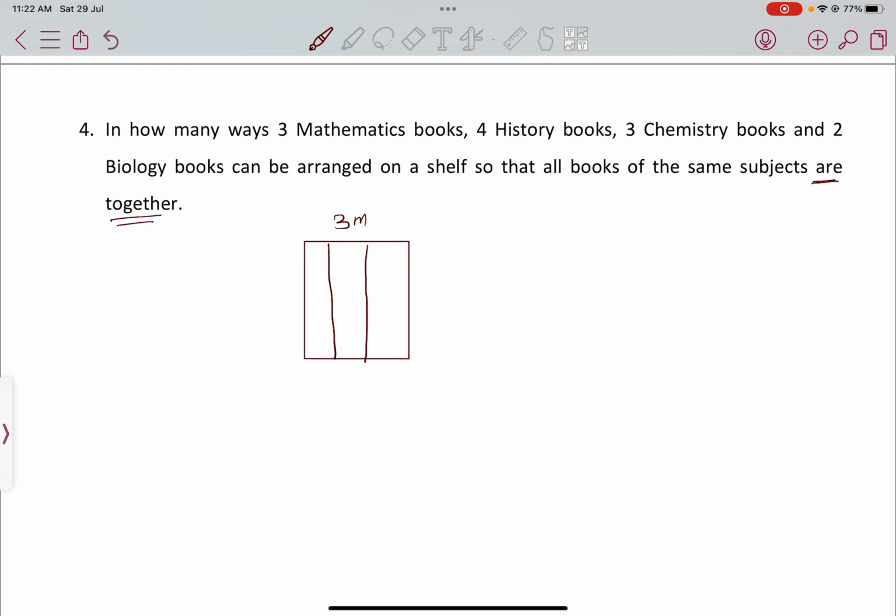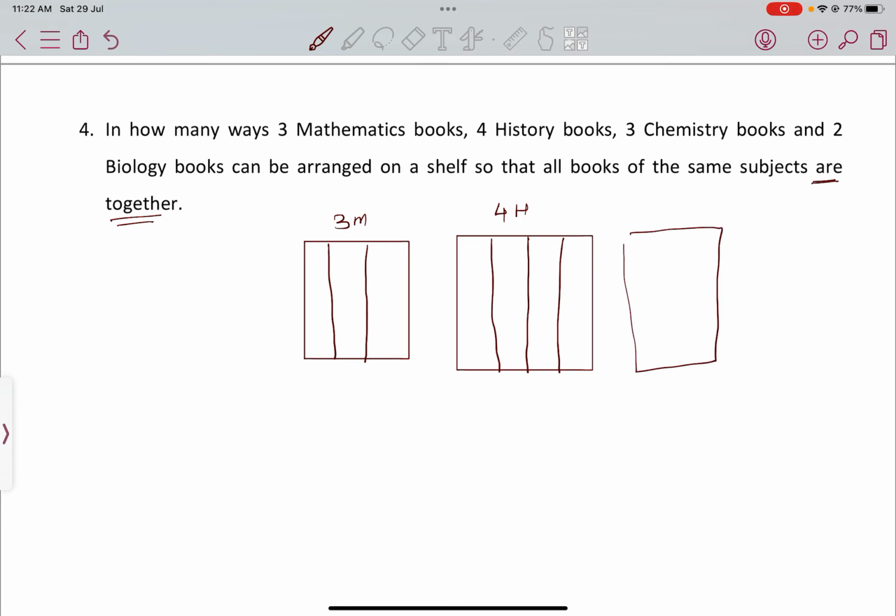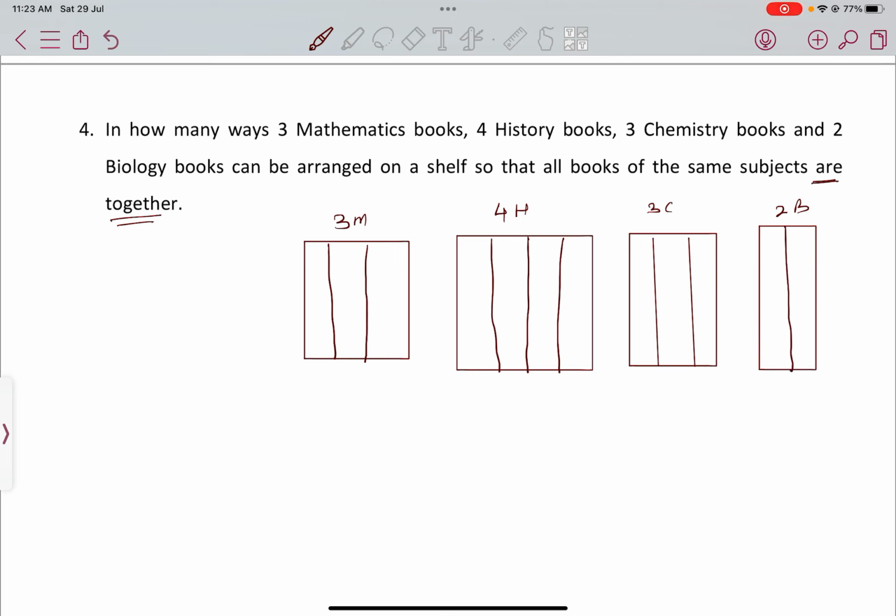This is 3 mathematics books, 4 history books, 3 chemistry books, 2 biology books. We have to arrange them on a shelf so that same subjects are together. So this is one unit. This is the second unit. This is the third unit. This is the fourth unit.